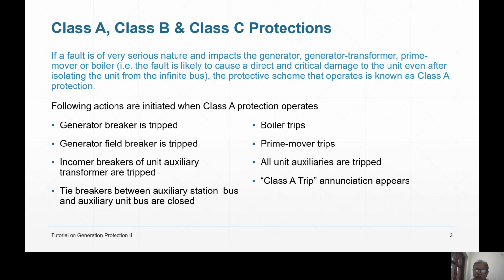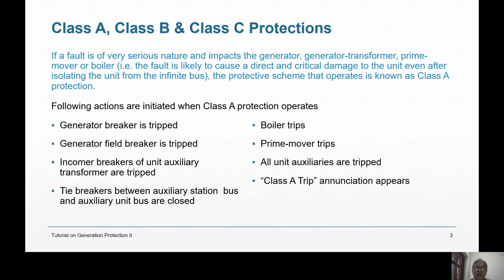mostly class A protections are instantaneous, because the damage is very high. So you will find that most of the class A protections are instantaneous.